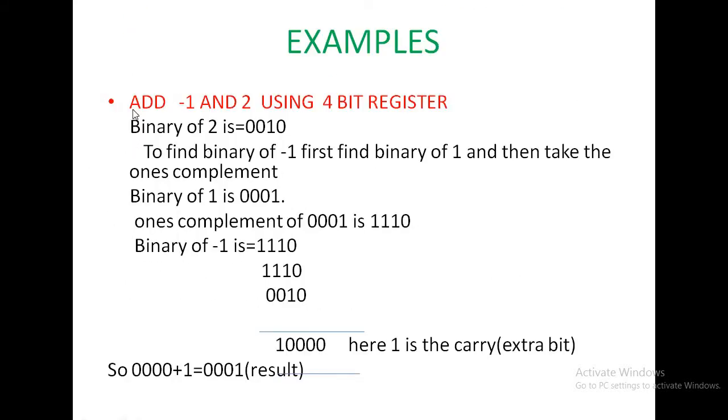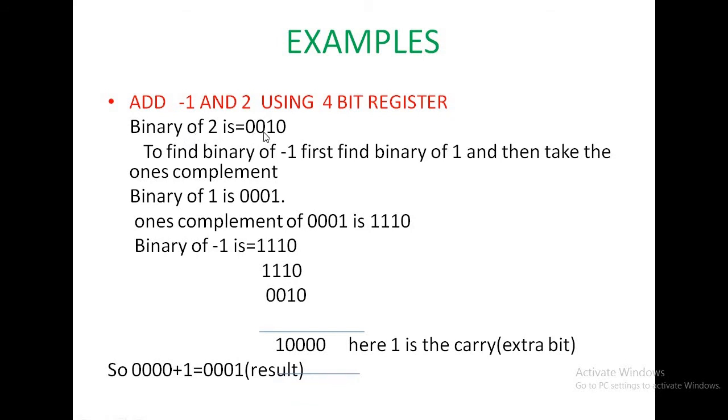Okay, so let us take one small example. Add -1 and 2 using 4-bit register. 4-bit register means -1 can be represented in 4 bits, 2 can be represented in 4 bits. So first find out the binary of 2. We already know that.